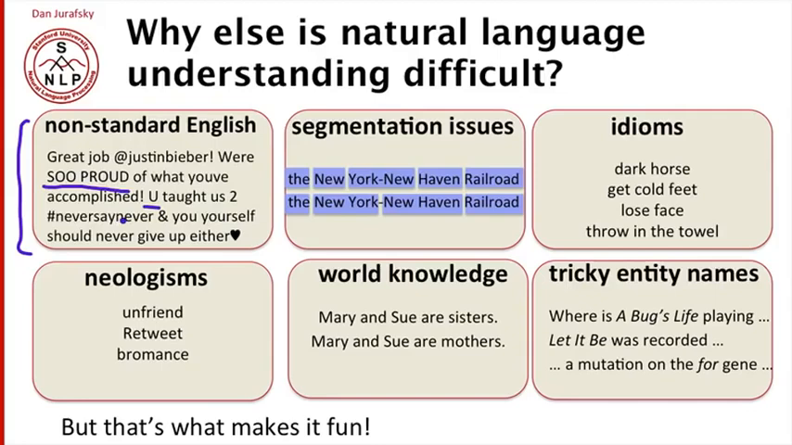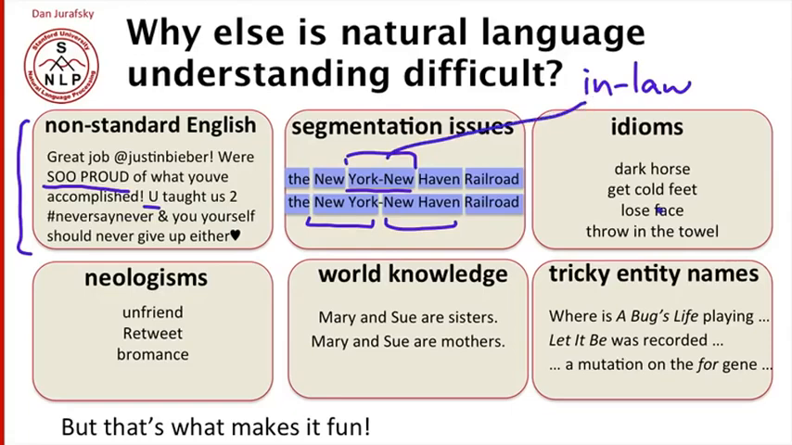We'll have a lot of segmentation problems. For example, if we see the string YORK-NEW as part of New York, New Haven, how do we know the correct segmentation is New York and New Haven, so the New York, New Haven Railroad, and not something like York-New? This word here is not a word like in-law. We have to solve the segmentation problem correctly.